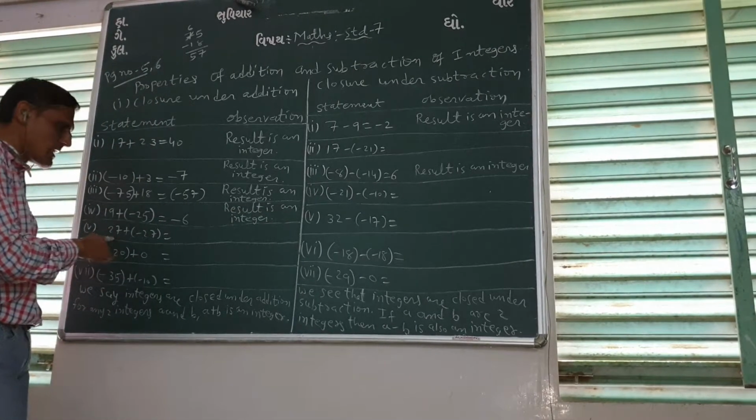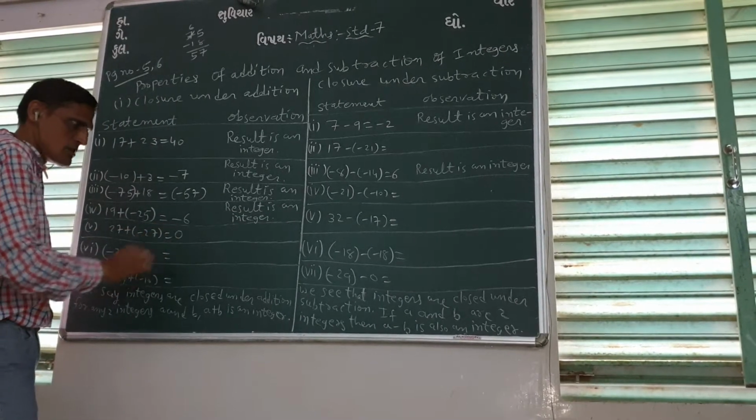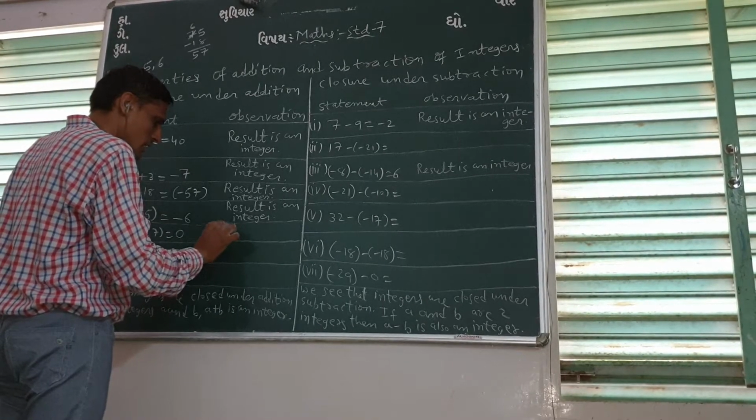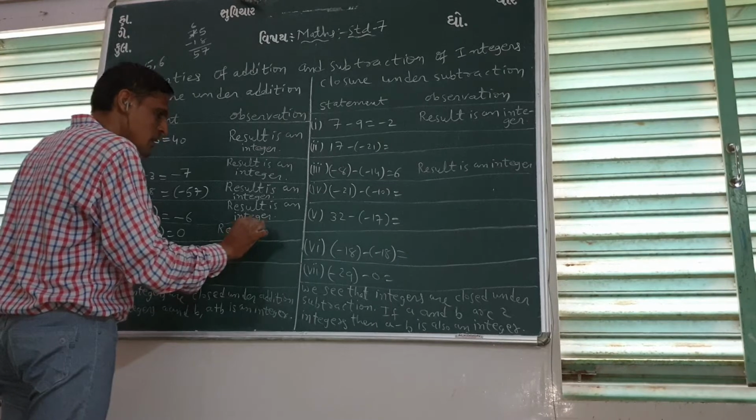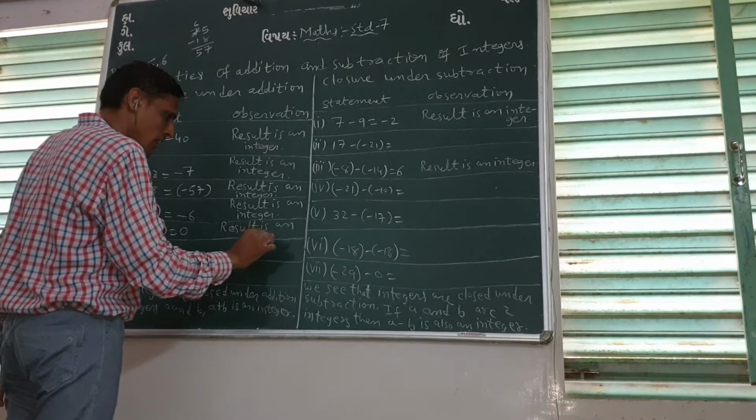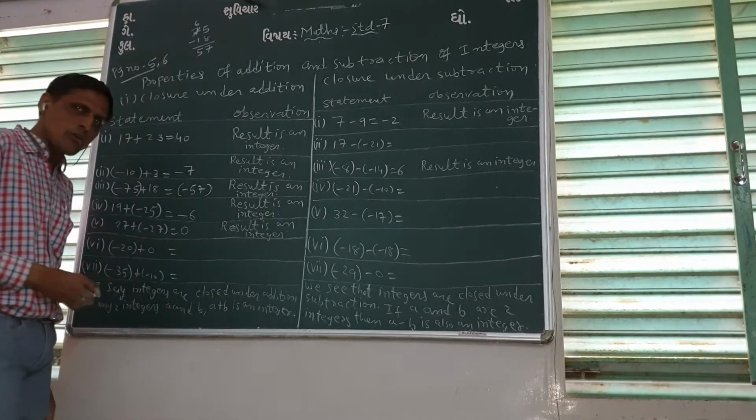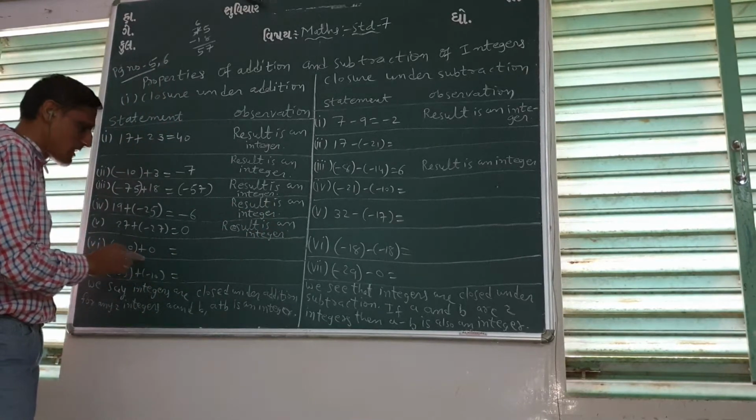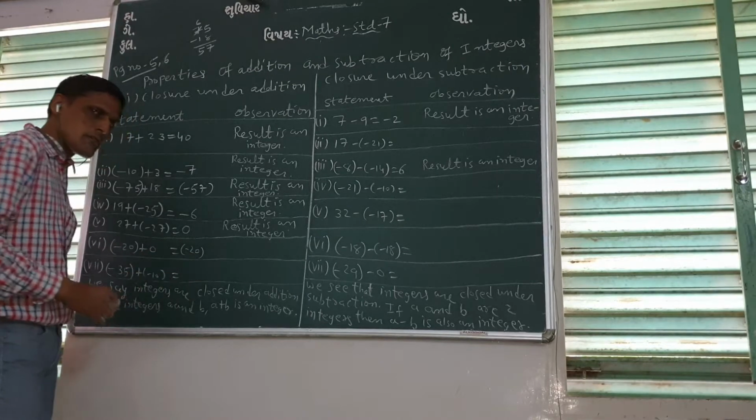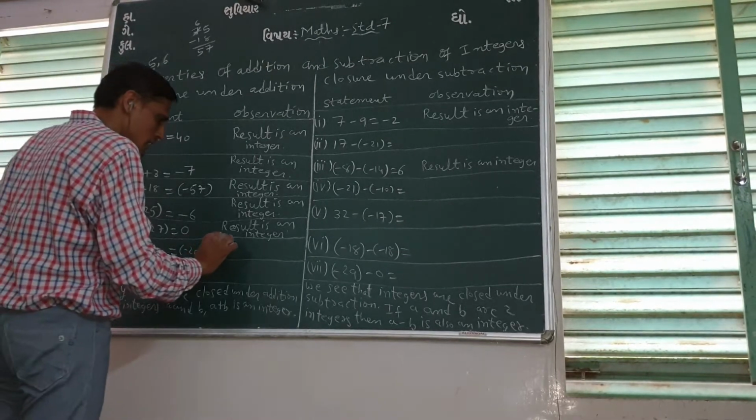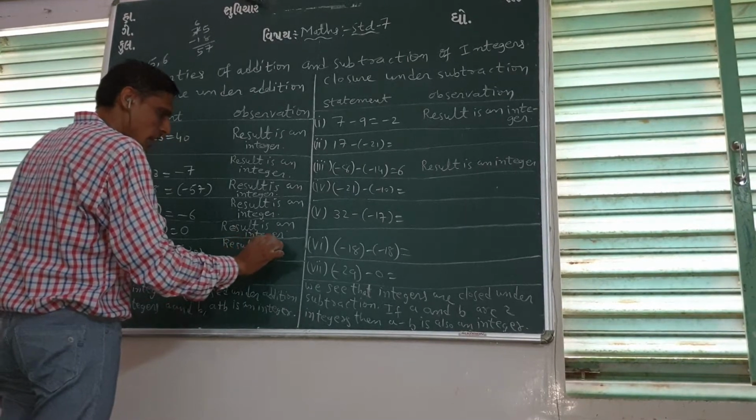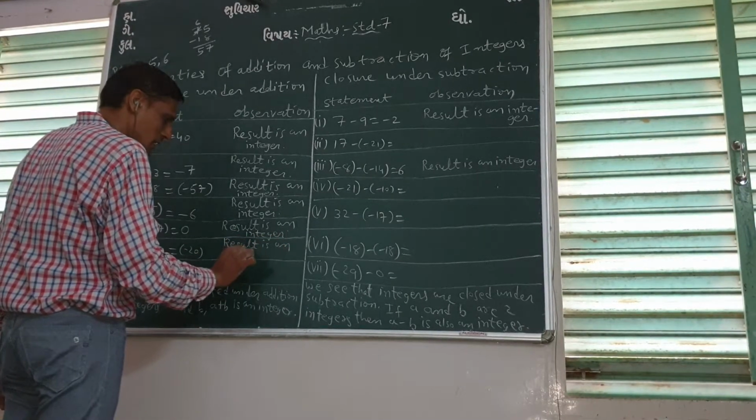Right? 27 minus 27 is 0. 0 is an integer. Result is an integer. Right, all this you have to write in the notebook. Minus 20 plus 0. 0 is additive identity. So answer is same. And minus 20 is also an integer. Result is an integer.